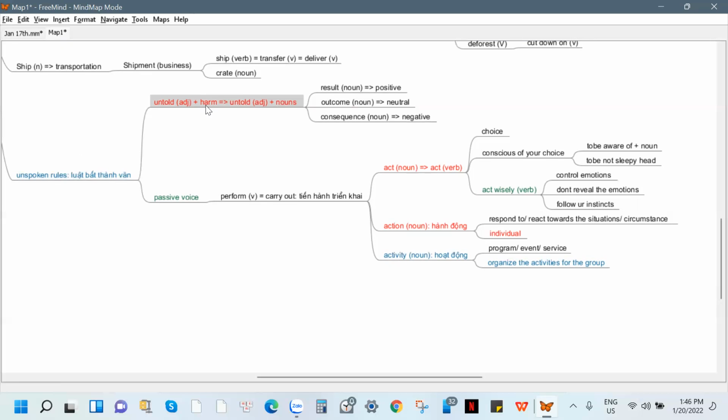The second keyword is untold harm. So pay attention to these two keys. Once you speak up unspoken rules, you speak up untold harm. And after you speak up untold harm, you need to come up with imagined ideas, so you can use these three words. After you imagine the ideas, please try to create the connection between the result, consequences and the performance carried out.